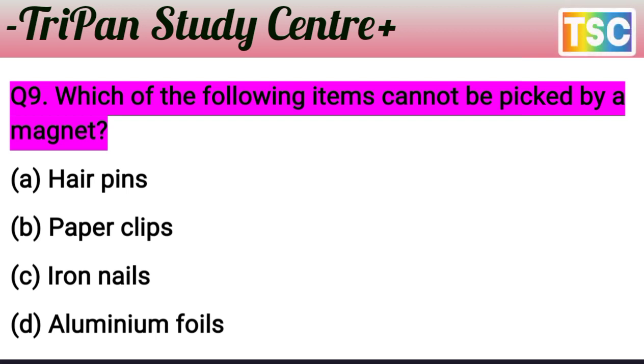It means the aluminum foil is not picked up here. So option D is correct. Option D is correct. Aluminum foil is not picked up here.